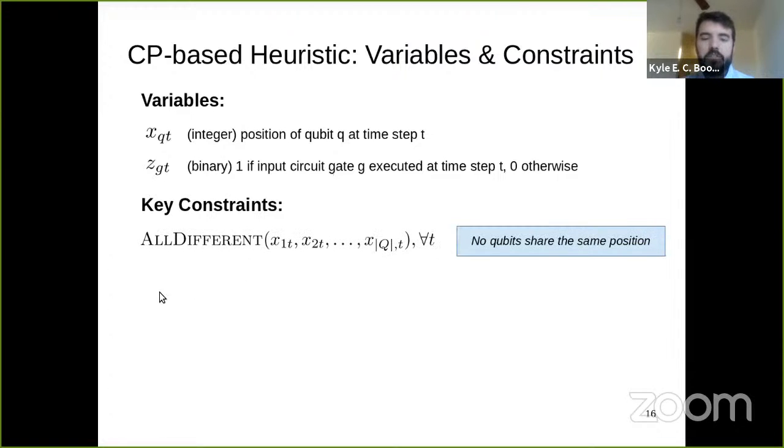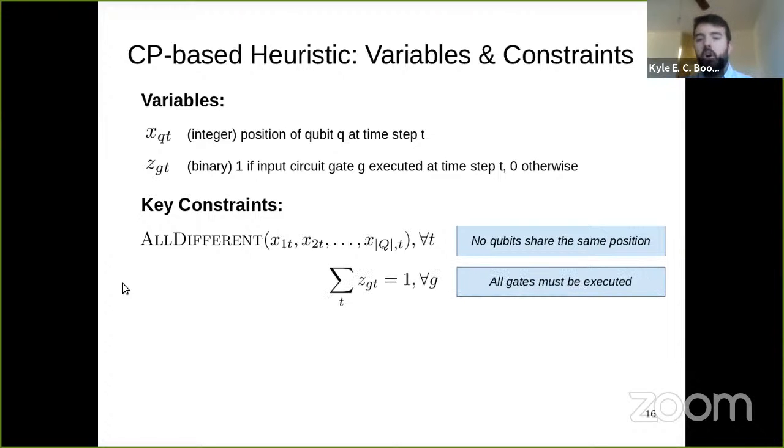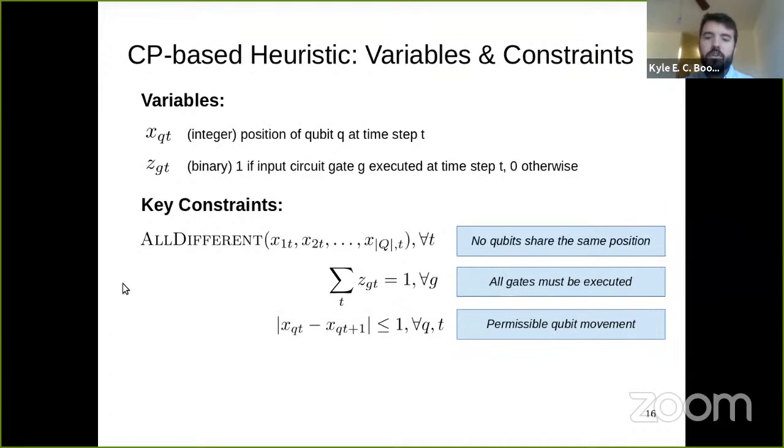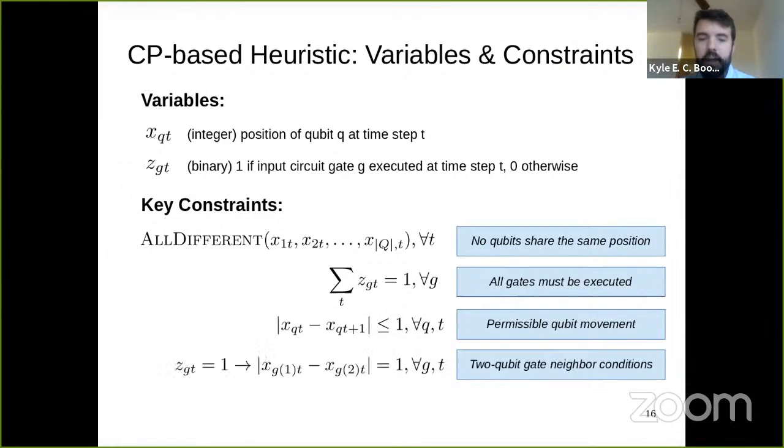Our key constraints: we ensure that for each time step, no qubits share the same position in the sequence. We ensure that all of the gates have to be executed. We ensure the permissible qubit movement in the sequence from one time step to the next, so the absolute value of the difference between their positions has to be at most 1. This essentially says that a qubit can only jump at most 1 position from one time step to the next. We have a condition that says if we apply a gate g at time step t, then the 2 qubits involved in that gate have to actually be neighboring in the sequence.